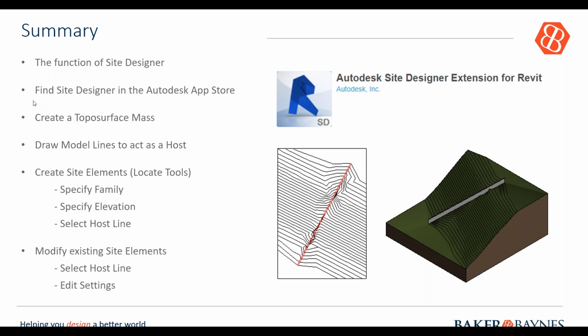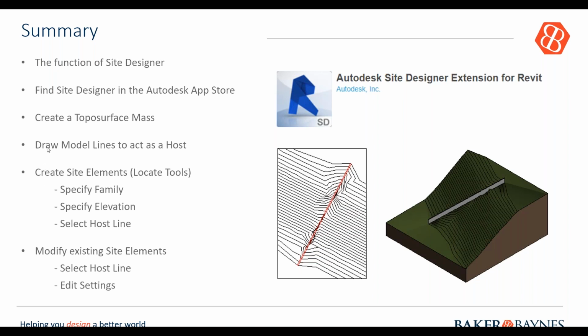What our workflow was, we basically just installed Site Designer, and then you would create your topo surface mass, your usual method of doing it. Then you would convert or set the base mass, so you're basically duplicating your topo surface mass, in order for Site Designer to pick up that it's a mass for them to use.